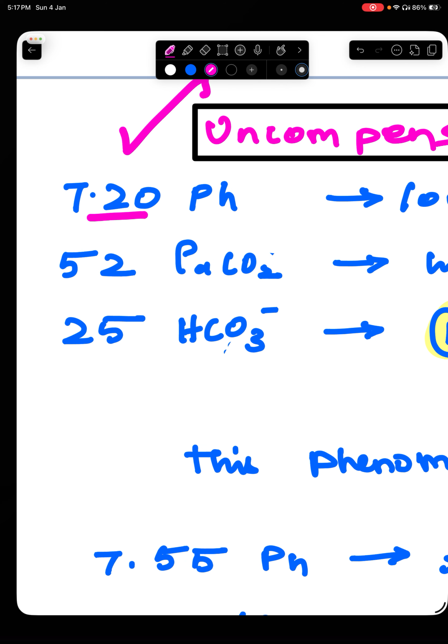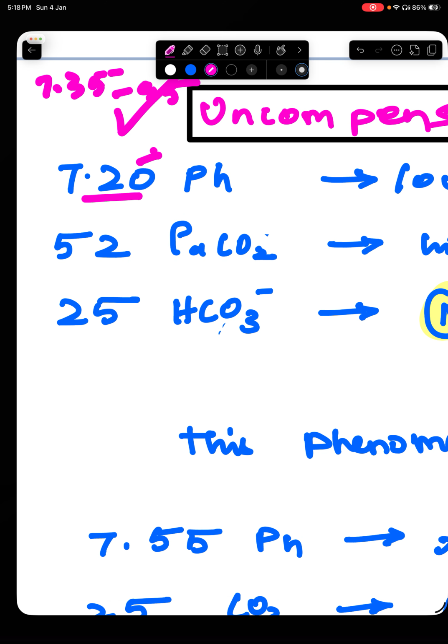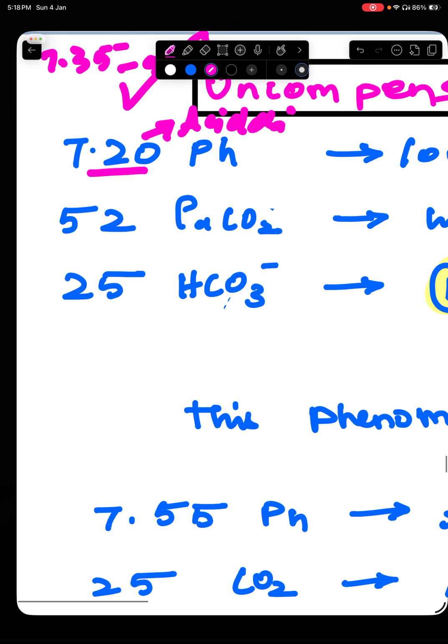7.20 is the pH they have given. What is the normal level of pH? It is 7.35 to 7.45. So it is 7.20. What does it mean? It means acidosis. I have always told you, CO2 means what? CO2 means lungs. Lungs means what? Respiratory. You have to remember the word respiratory.